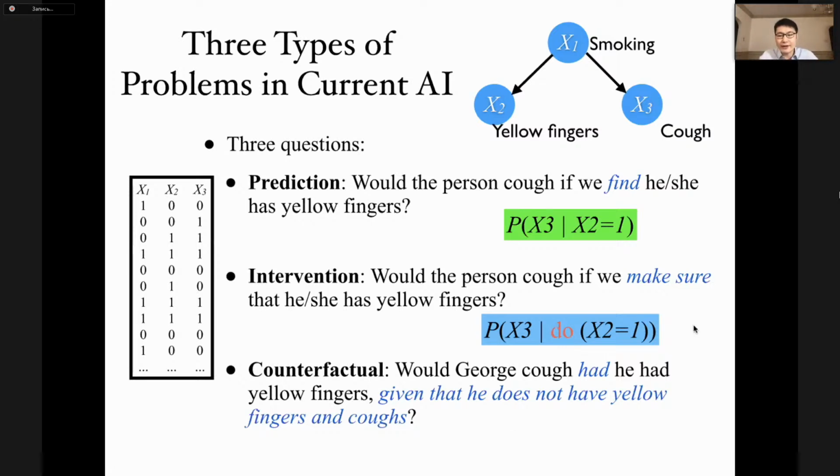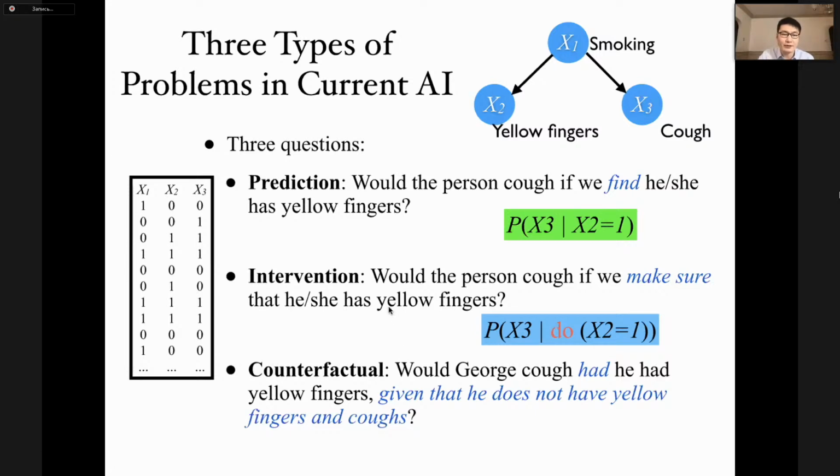And the third one is more detailed, known as counterfactual reasoning or counterfactual inference. So the question is as follows. Would George, a particular person, cough had he had yellow fingers, given that he does not have yellow fingers and coughs?